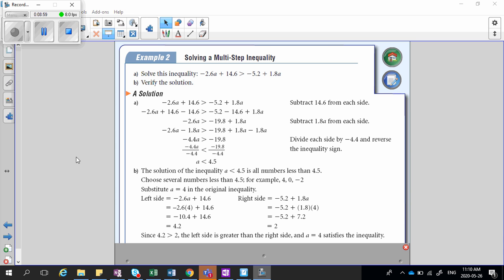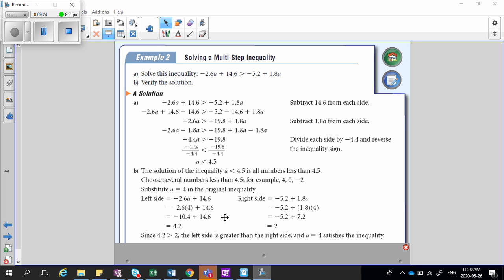So what they're doing here is they're going to pick a few values that satisfy the idea of being less than 4.5. So 4, 0, and minus 2. And then substitute each of those back into that original inequality for a. This will be your left side, this will be your right side, and then you'll check to see, is that whole thing greater than that whole thing? So they do that here.